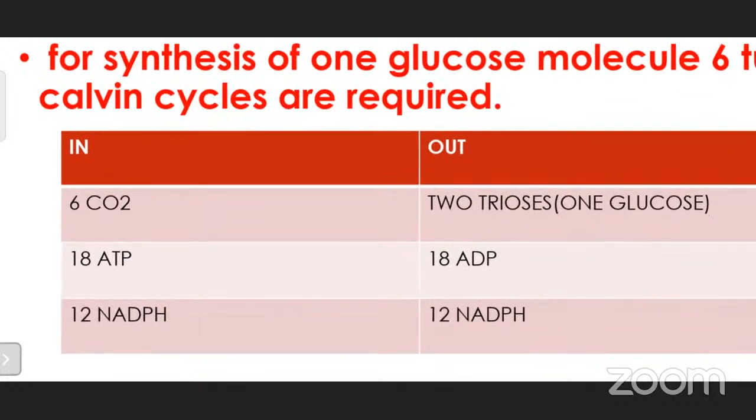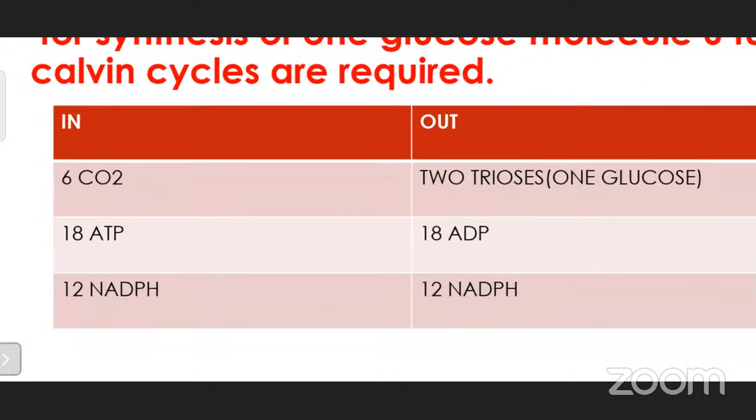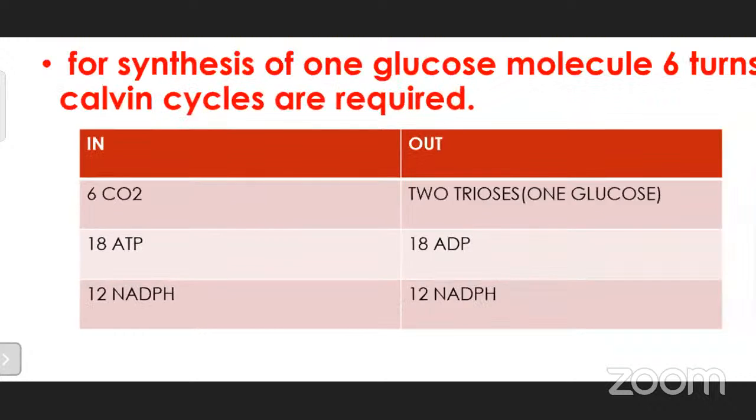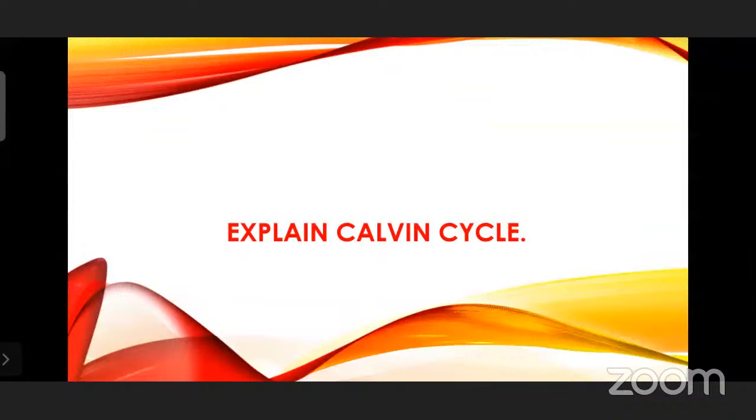When this ATP is entering and NADPH is entering, the reduction is taking place. ATP is getting converted to ADP, and the same number of NADPH are becoming NADP again. 6 carbon dioxide molecules are utilized, and here one glucose molecule is also formed, and the regeneration of RuBP also takes place. So this is what about the Calvin cycle. I hope you understand this Calvin cycle very well.